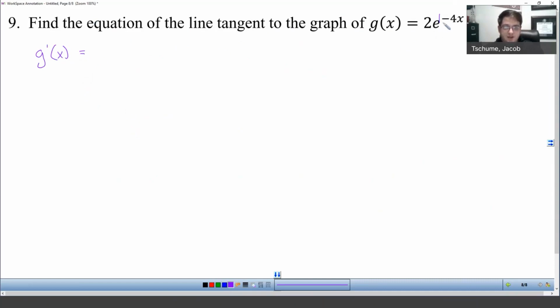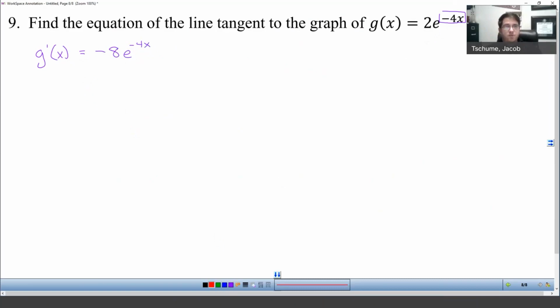Remember with the e, you're going to take the derivative of your power, which is negative 4, and bring that to the front. Since there is a 2 already there, you need to multiply those two numbers together. So negative 4 times 2 would give you a negative 8, and then you bring down the exponential function.